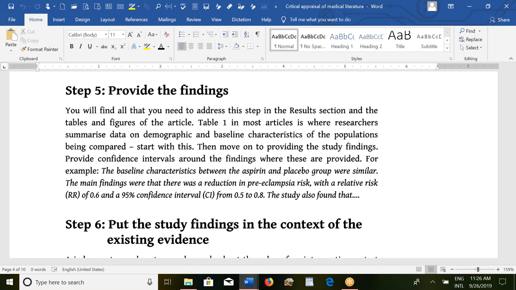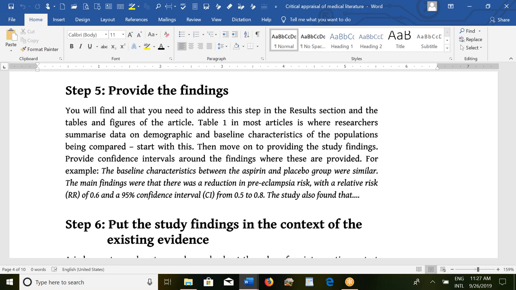Then move to providing the study findings. Provide confidence intervals around the findings where these are provided. For example, the baseline characteristics between the aspirin and placebo groups were similar. The main findings were that there was a reduction in preeclampsia risk with a relative risk of 0.6 and a 95% confidence interval from 0.5 to 0.8.